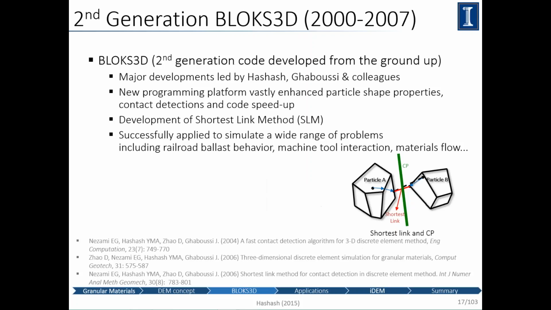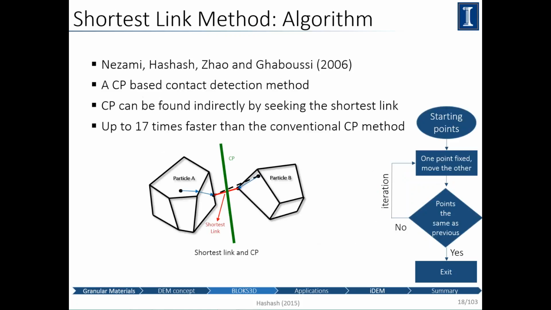Then we have the second generation, BLOKS3D. This is where we did significant development. We had two different methods. One of the best ones, the faster one, came later, called the shortest link method, which allowed us to fairly quickly compute the location of that common plane so that we can find the contact between the particles. And that significantly enhanced our ability to run simulations with a few thousand particles.